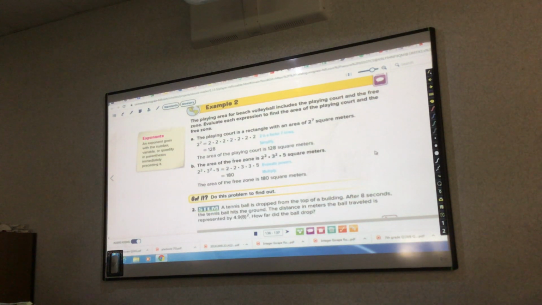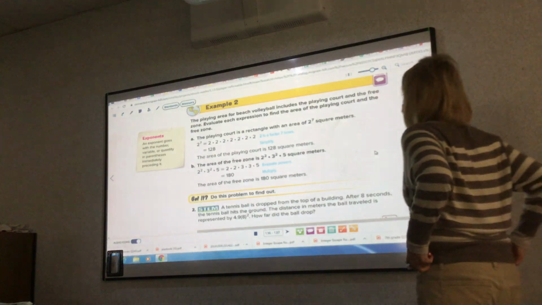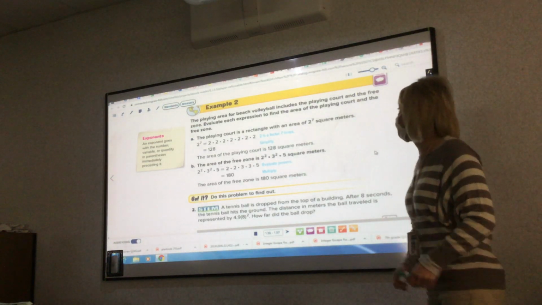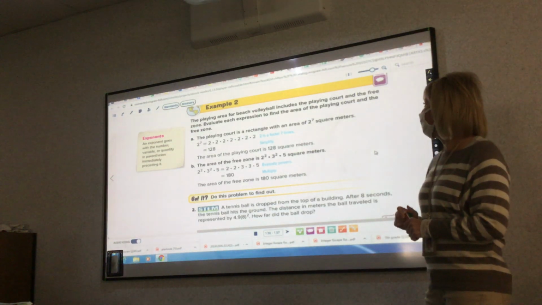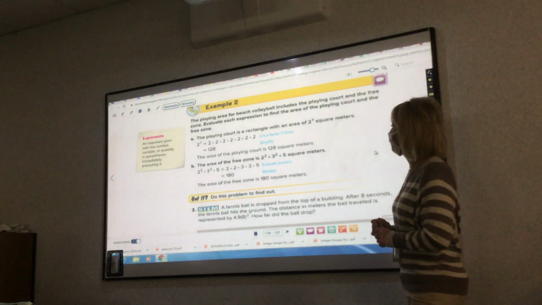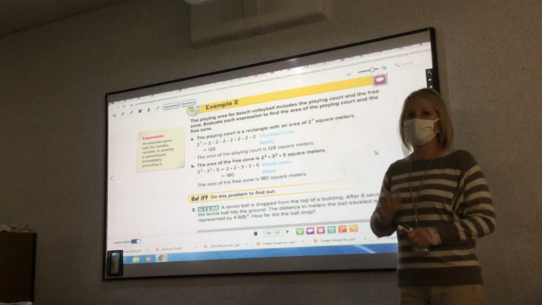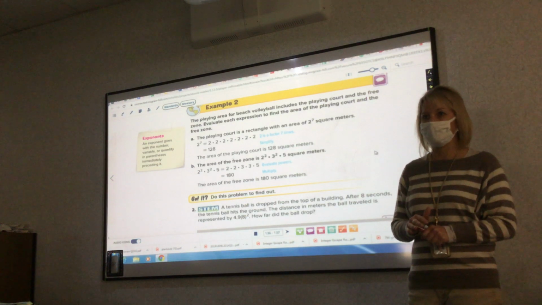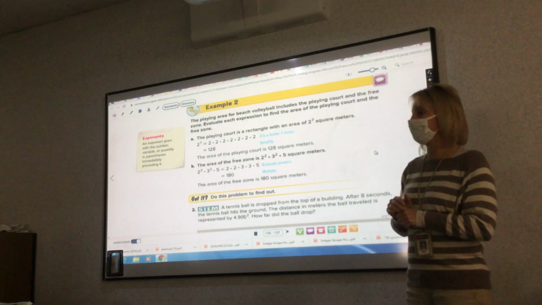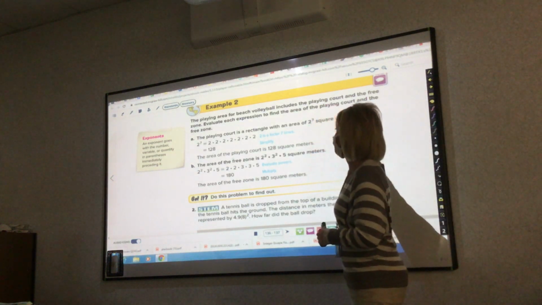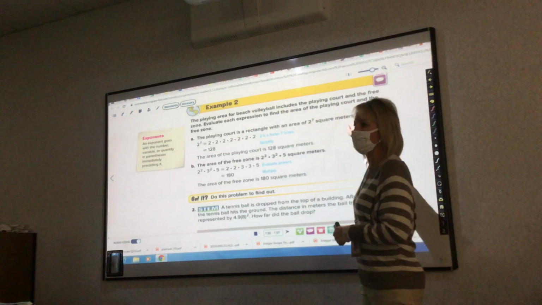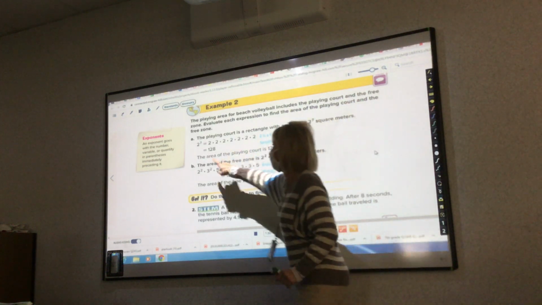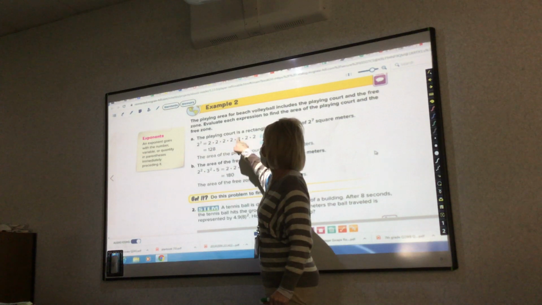So we have example 2. The playing area for beach volleyball includes the playing court and the free zone. Evaluate the expression to find the area of the playing court and the free zone. Evaluate means to solve it. Okay? And when you go to solve it, I am not going to let you just put 2 to the 7th power equals. You have to show me 2 times 2 times 2 times 2 times 2 times 2 times 2.